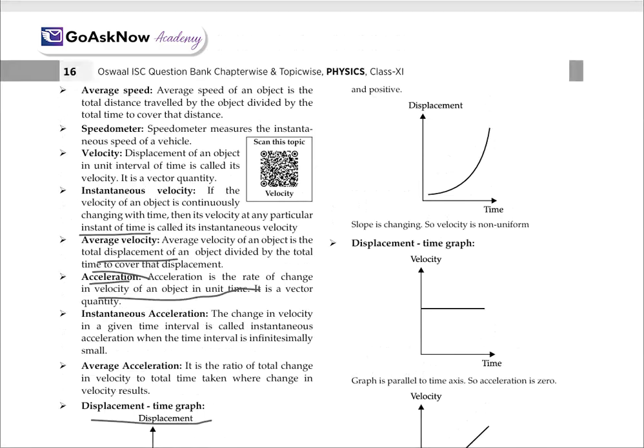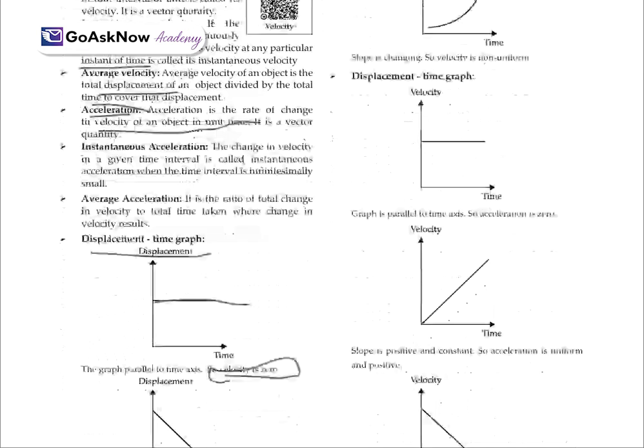Same we'll do with the displacement and the time graph. After that, the velocity and the time. When the slope is just changing, you can see it's not going either in the positive or the negative way, it's just changing the slope. So, the velocity is non-uniform. Displacement time graph. Graph is parallel to the time axis. Okay, just see. So, acceleration is 0 in this particular case.